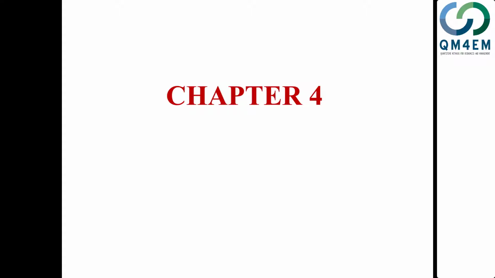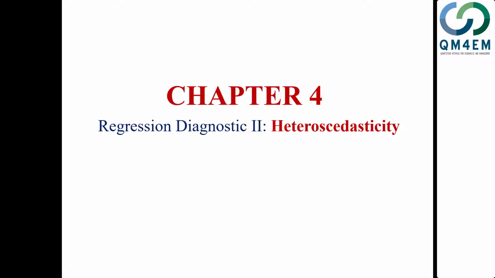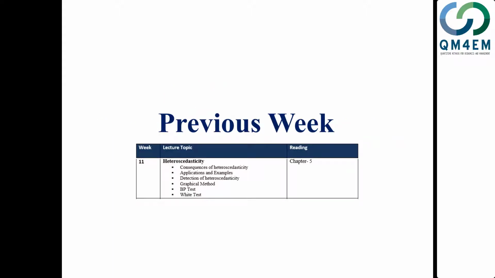Let me start. We were in chapter 4 of Econometrics by Example by Damodar Gujarati. The chapter 4 we are discussing is entitled Regression Diagnostics II, and we are discussing the topic of heteroscedasticity.